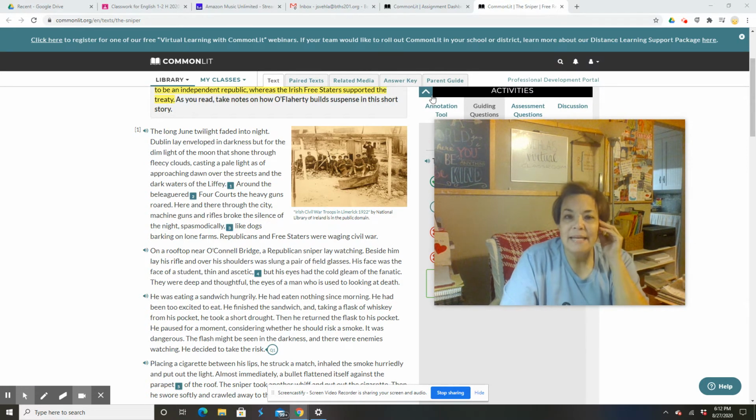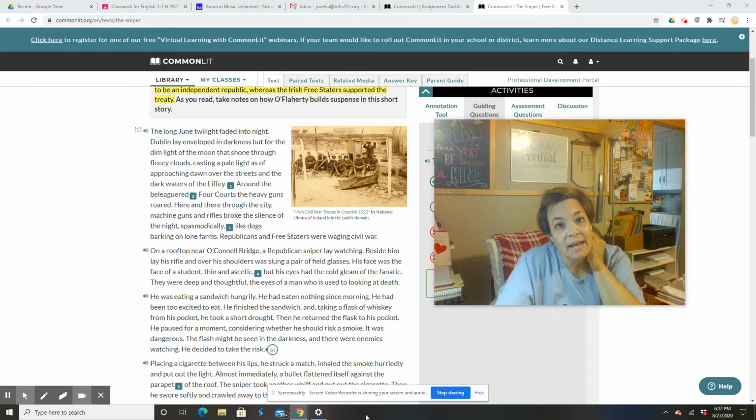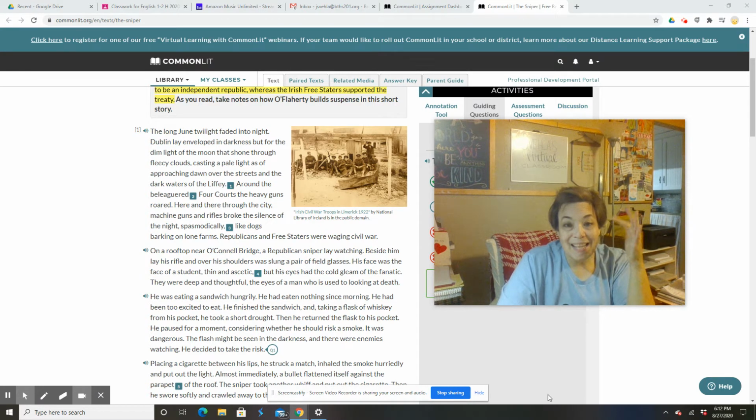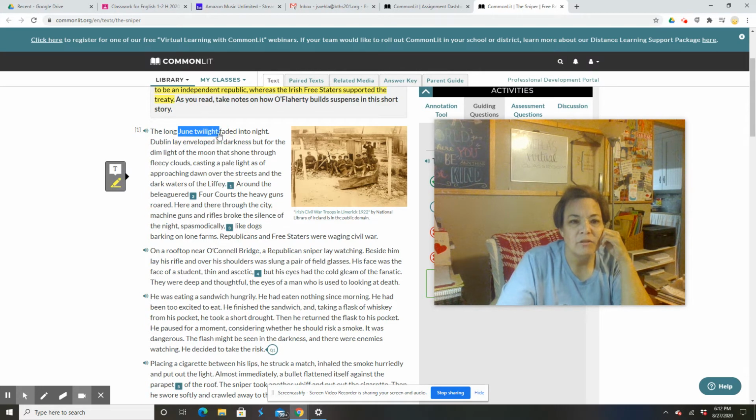So for your annotation tools, what you're going to do is highlight. One of the things I told you to do was to highlight the setting in green. So anything that is setting will be in green. So the long June twilight. So we've got June twilight. Okay, you see how it shows this pen over here? We want to change the coloring to green, and now it is highlighted in green.